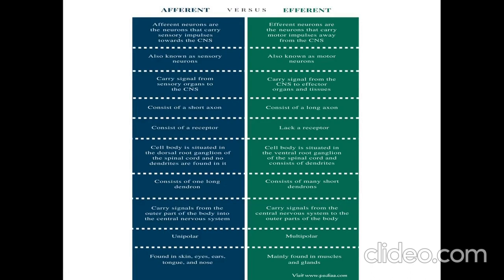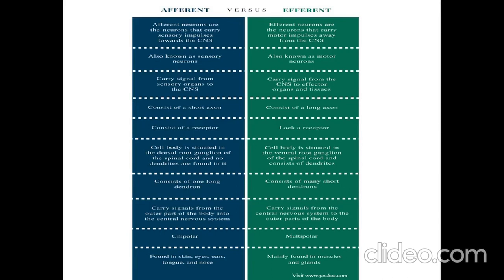Afferent neurons carry the signal from sensory organs to the central nervous system, and efferent neurons carry the signal from the central nervous system to the effector organs and tissues. The afferent consists of a short axon and one long dendron, and the efferent consists of one long axon and many short dendrons. The afferent has a receptor, and the efferent lacks a receptor.